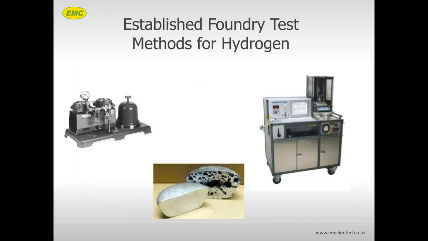Over the years, several foundry test methods have become established in the industry, all relying on applying a vacuum to a liquid sample of the alloy to encourage the hydrogen to come out of solution. In the center, there are the two extremes of these types of tests, of the low and high hydrogen levels.